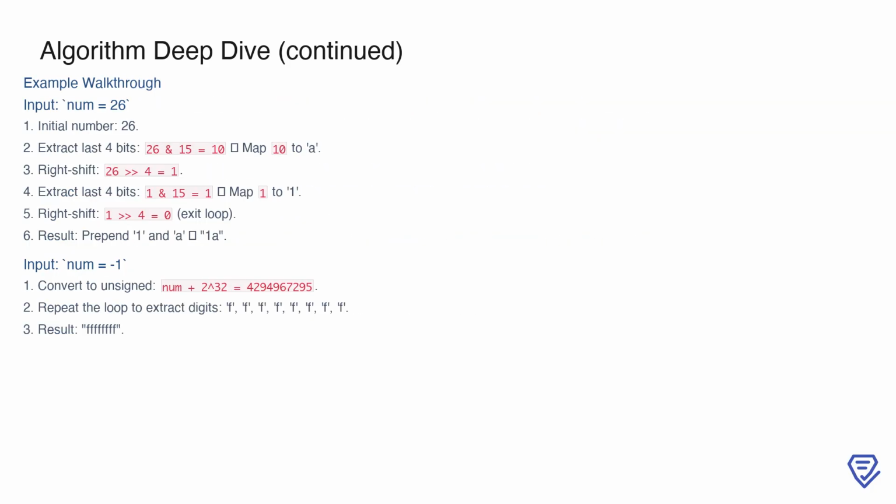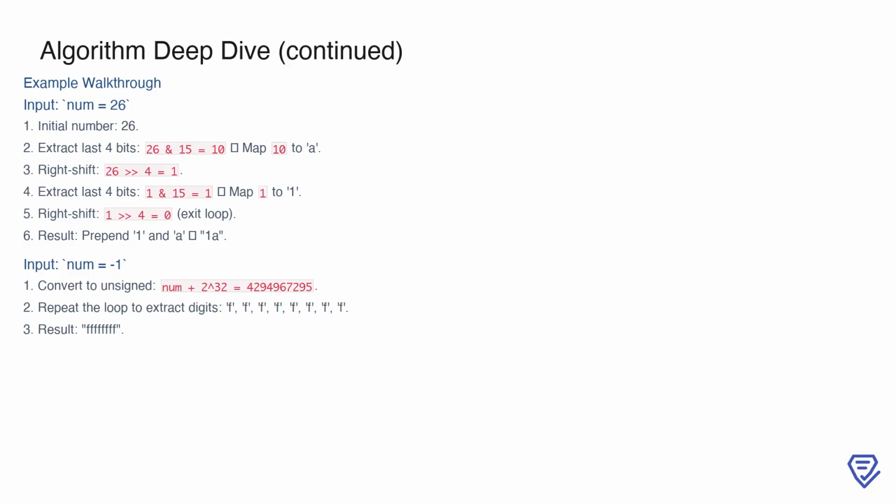Let's walk through a couple of examples to see how the algorithm works in practice. For the input number equals 26, the initial number is 26. First, we extract the last 4 bits using the operation 26 AND 15, which equals 10. Using the hex_map, we map 10 to the character A. Next, we right-shift the number by 4 bits, resulting in 26 >> 4 equals 1. We extract the last 4 bits again with 1 AND 15, which equals 1, and map it to the character 1. After another right shift, the number becomes 0, so the loop exits. By prepending 1 and A, the final result is 1A.